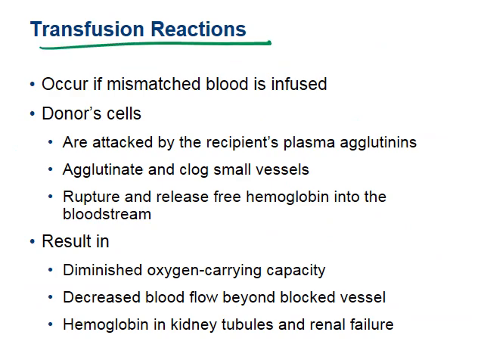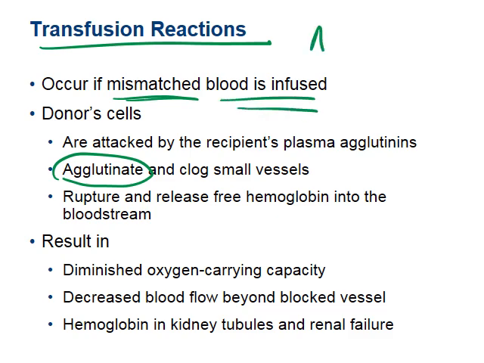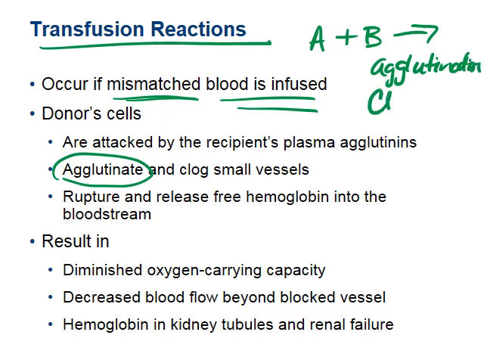So transfusion reaction, this agglutination occurs only if mismatched blood is transfused. So like the last slide, if you take A blood and B blood and mix it, you're going to have agglutination occurring, or the clumping of blood.